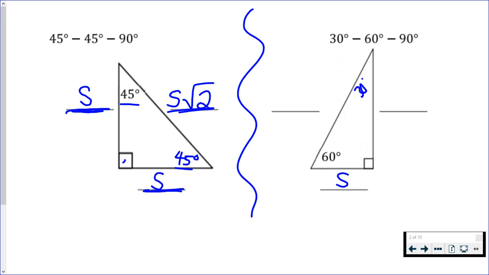This tall side over here, the height of the triangle, is that side length S times the square root of 3. So if this short side is equal to 5, this side must be 5 times the square root of 3. And then finally, your hypotenuse is twice that short side. So again, if this side is 5, this side must be 10.